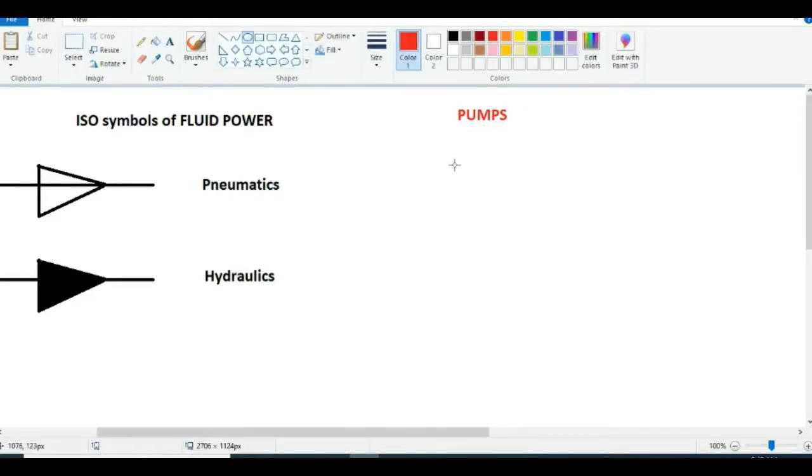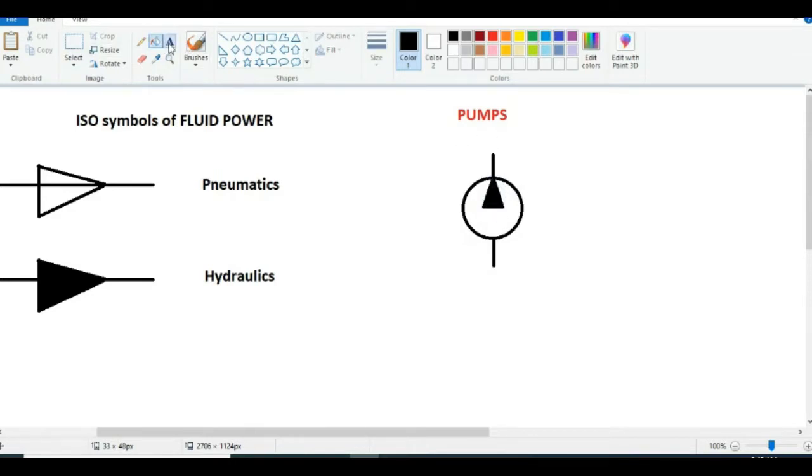Now, if you draw a symbol like this, and draw a vertical line here, this is the outlet, and this one is the inlet of the pump. If you draw a triangle here, and it is filled, then what is the type of this pump?